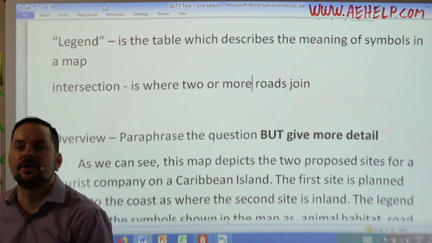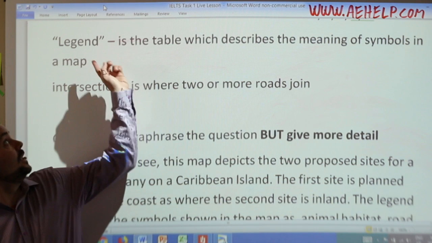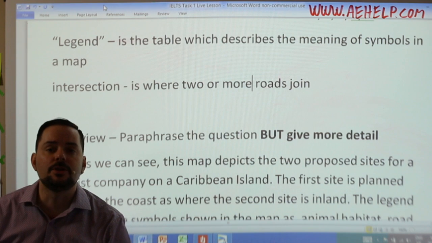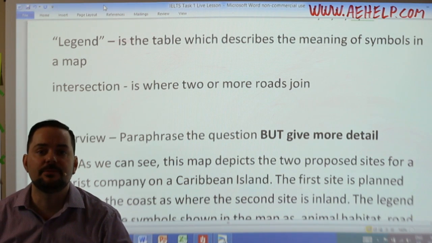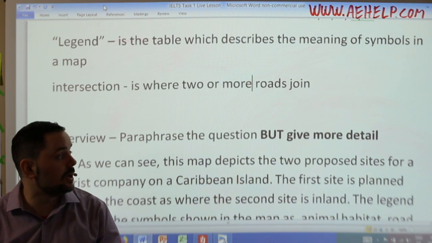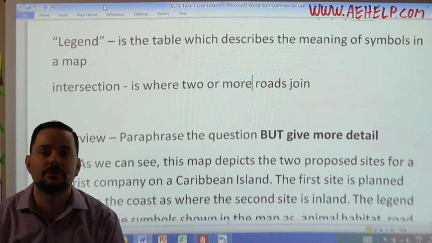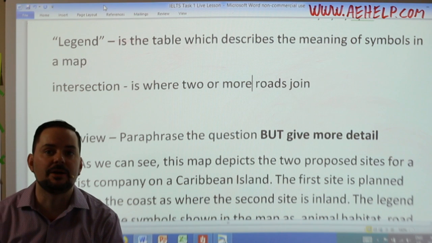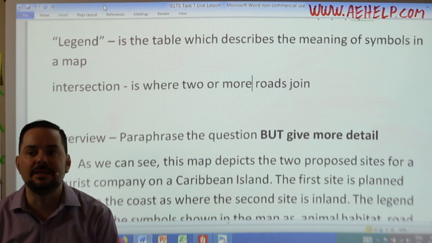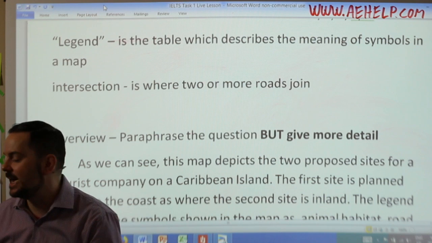Okay, know this vocabulary. By the way, guys and girls, when I'm giving you vocabulary like legend and like intersection, try to write that down. So when you're watching these live lessons, have a piece of paper and a pen. Write down new vocabulary that I'm teaching you. Write down sentences that I'm teaching you. And don't be shy. Say them out loud. It's okay if you're alone in a room or even if there's people around you. Say the word intersection. Say the word legend. Repeat after me, okay? Memorize these vocabulary as best as you can.